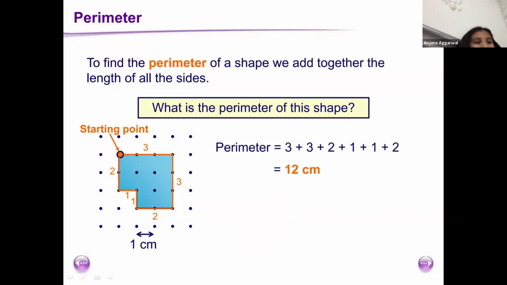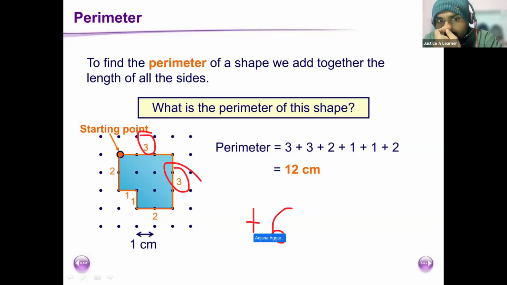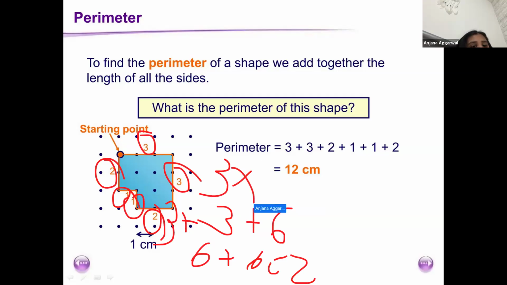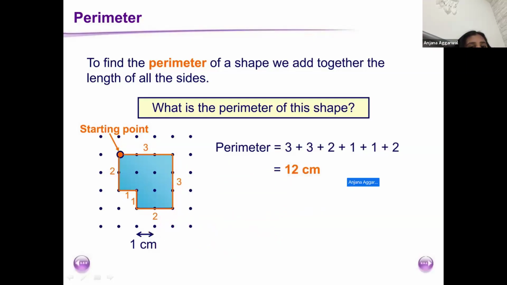So this is easy. What I would do in this is 3 plus 3, I know, is 6. 2 plus 1 I know is 3. And 2 plus 1 is 3, and 3 plus 3 is 6, so 6 plus 6 is 12. Or I could have just done 3 plus 3 plus 3 plus 3.